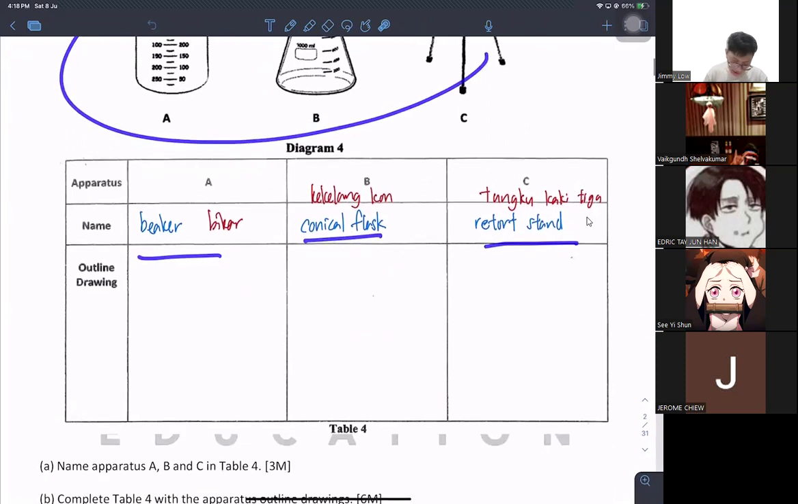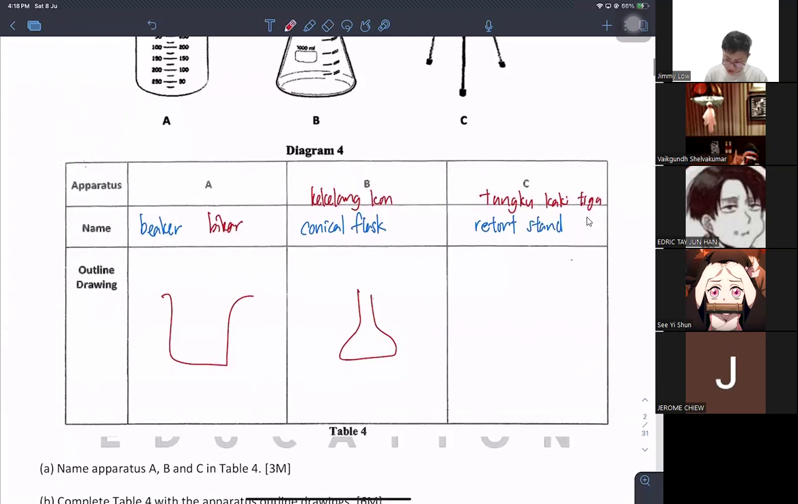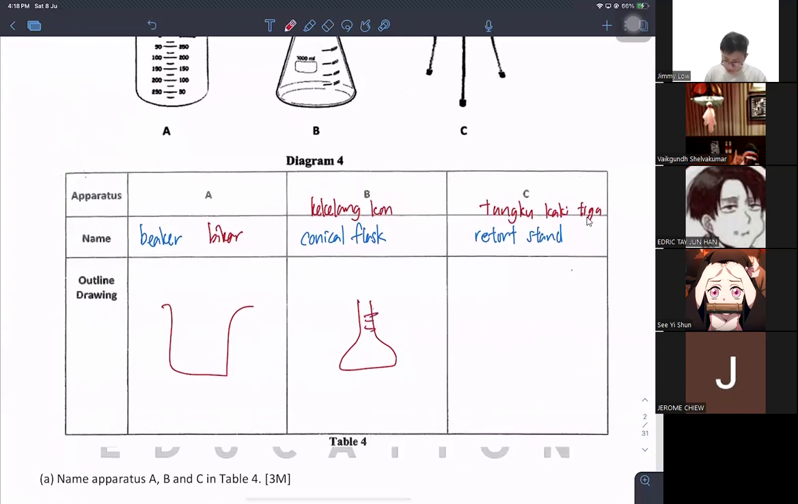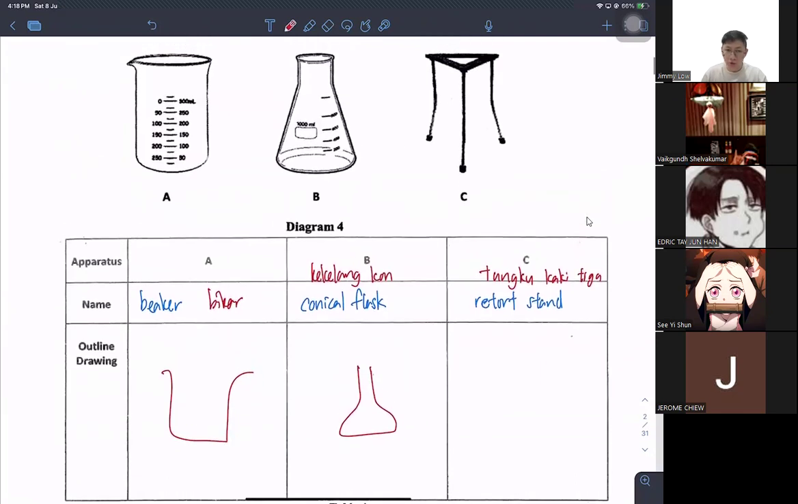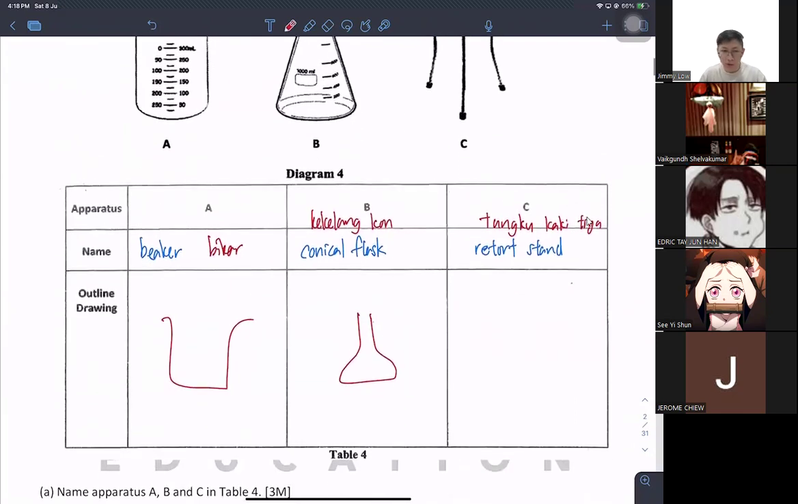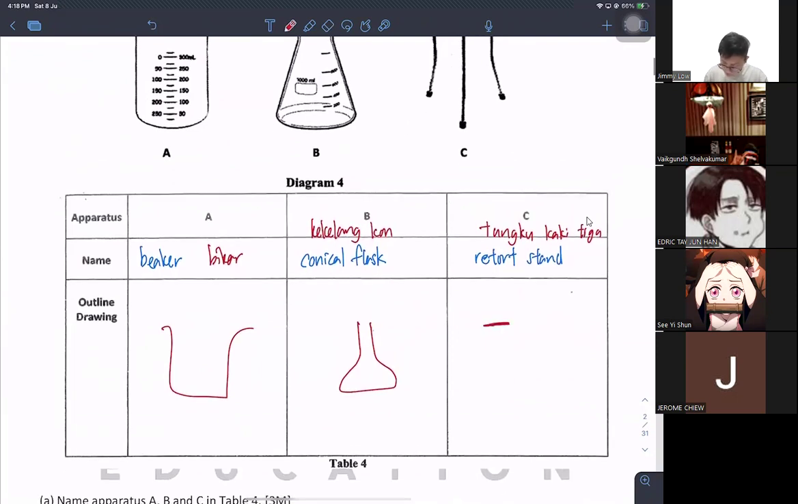How to sketch these things? The outline drawing is just like this. Very simple sketching. Don't sketch out all the details. We are just going to outline, not going to do a drawing, not draw in detail. So the retort stand would be something like this.